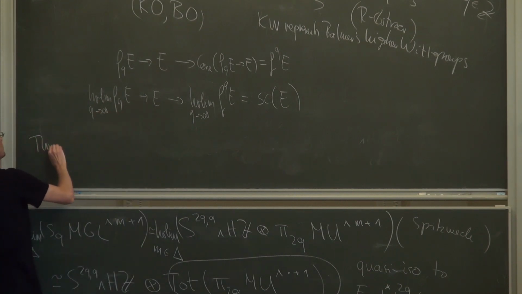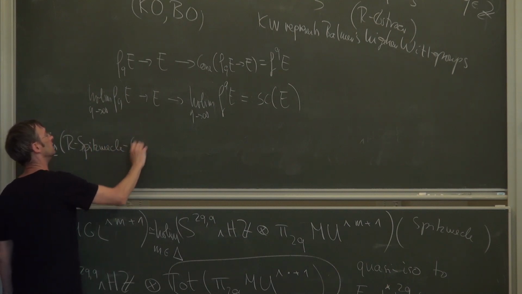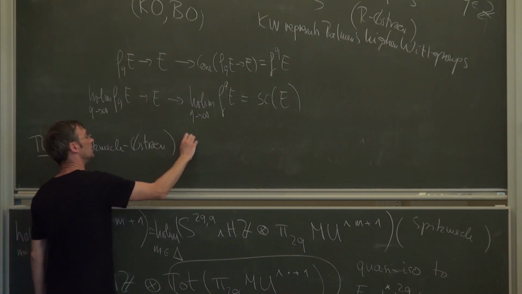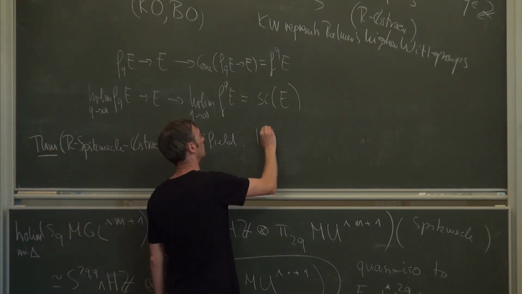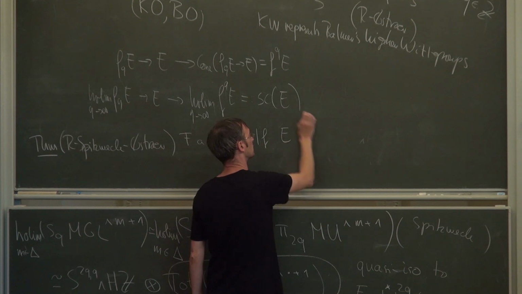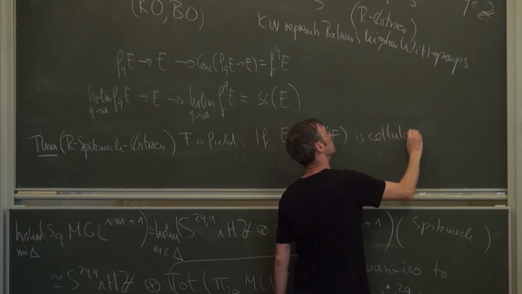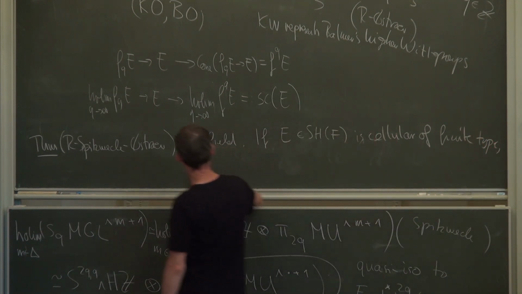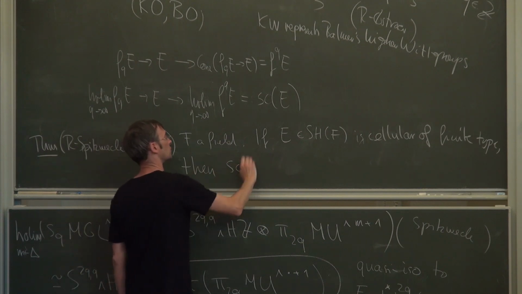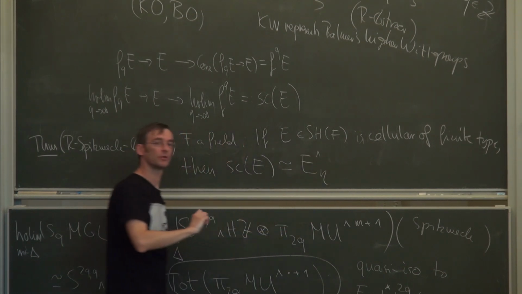Maybe this is one type of general theorem, but it's actually very special. I must apologize for that. F is some field. If E is a motivic spectrum, which is cellular of finite type, then the slice completion can be identified with the eta completion of the spectrum.